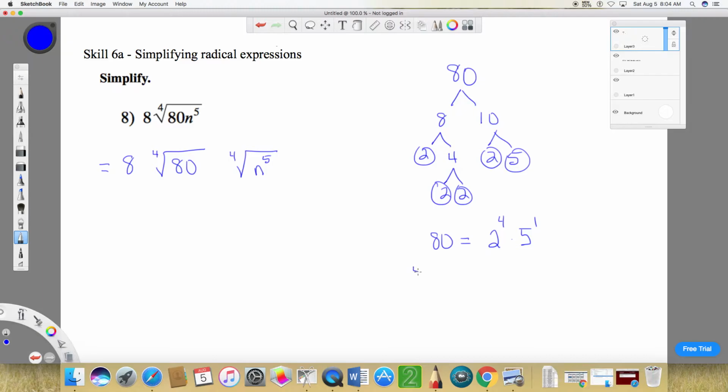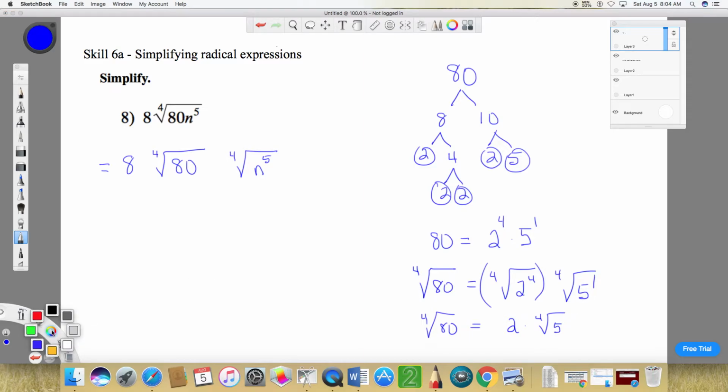So if we come in to take the 4th root of 80, we know we can break this 80 down to 2 to the 4th times 5. So this exponent of 4 is telling us we have a group of 4, and that's what we need to simplify that. So this first factor is just this base of 2. And we know that the 4th root of 80 is 2 times the 4th root of 5, because we didn't have a group of 4 here. We just had a single 5, and that's not going to simplify any further.